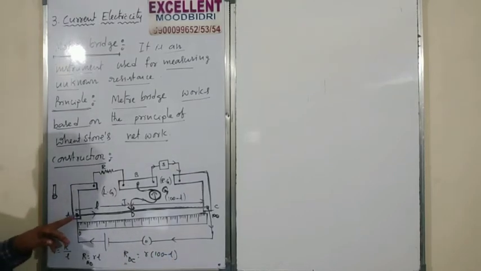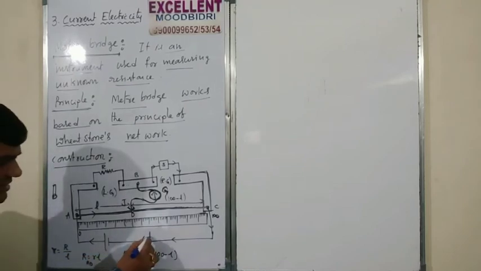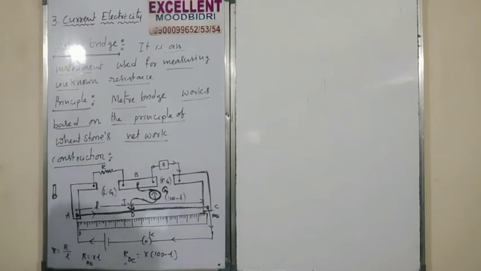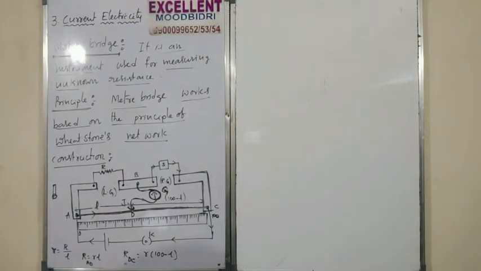Now here we connect the positive terminal, negative terminal, and plug key. Yes sir, the plug key. Next to C, like that we have to connect in the diagram. So this is the circuit diagram. Right. So now, how can we find the unknown resistance?